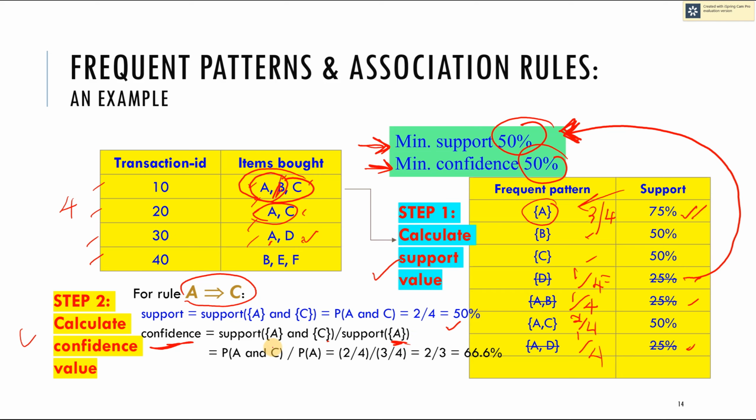So in this one, the result of support A and C is, how much is it? 50, right? 50 percent, or 2 over 4. Over support of A, which is 3 over 4 here. So we got 2 over 3, that is 66.6%. So the confidence is 66.6%. It is more than the minimum confidence, so we don't have to discard this. So this is actually the basic concept of doing the support and confidence value.